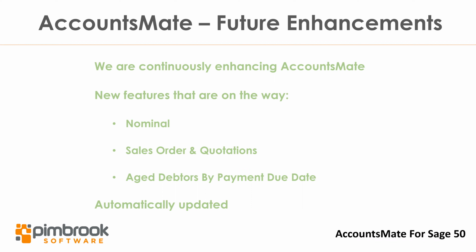We have, and I see a question that came in through there. We have links to the nominal side. We've also got sales orders and quotations coming, and we've got something that we've been asked for quite a bit: age debt by both the age of the transaction and also by the payment due. Now all these updates will be automatically applied to AccountsMate. So once they're available, the next time you log in, you'll get them.